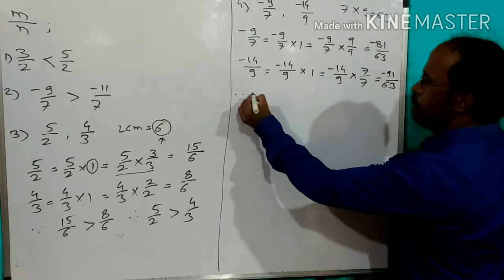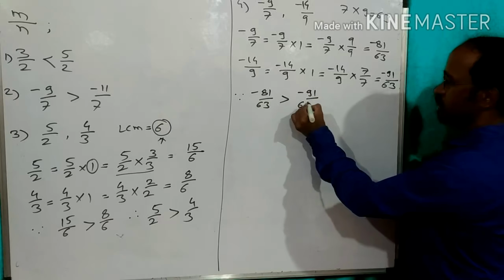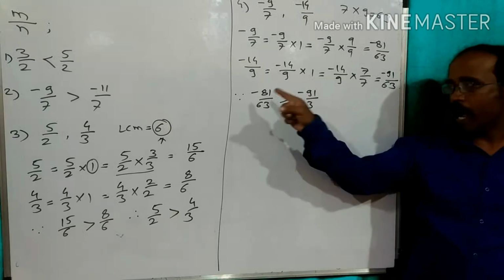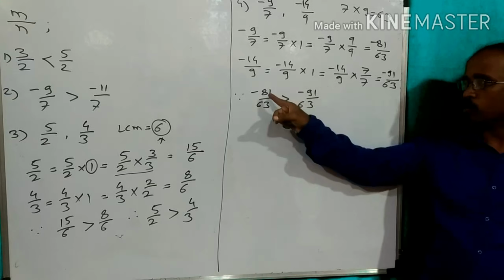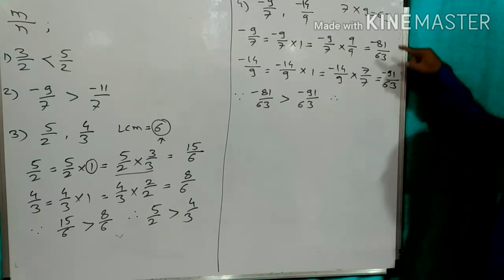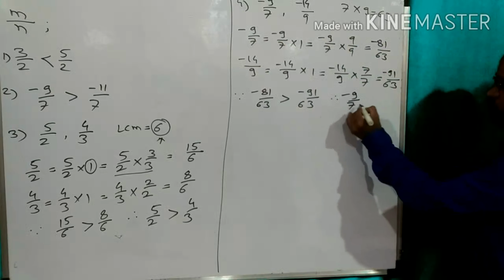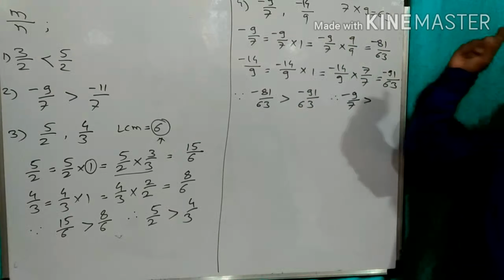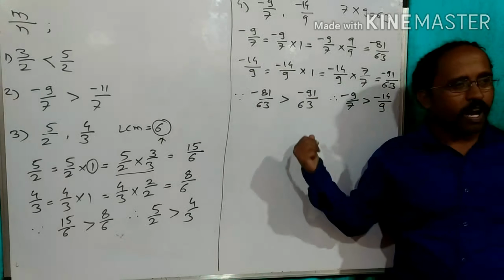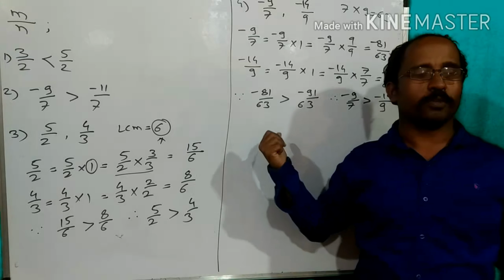Now, is minus 81 upon 63 greater than minus 91 upon 63? In this case, denominators are equal, so we will compare based on the numerator. And minus 81 is greater than minus 91. So, minus 81 upon 63 is greater than minus 91 upon 63. Therefore, minus 81 upon 63 is equal to minus 9 upon 7, and minus 9 upon 7 is greater than minus 91 upon 63, which is equal to minus 14 upon 9. Are you finding it like we are learning something from 6th standard? This is part of your 8th standard syllabus.